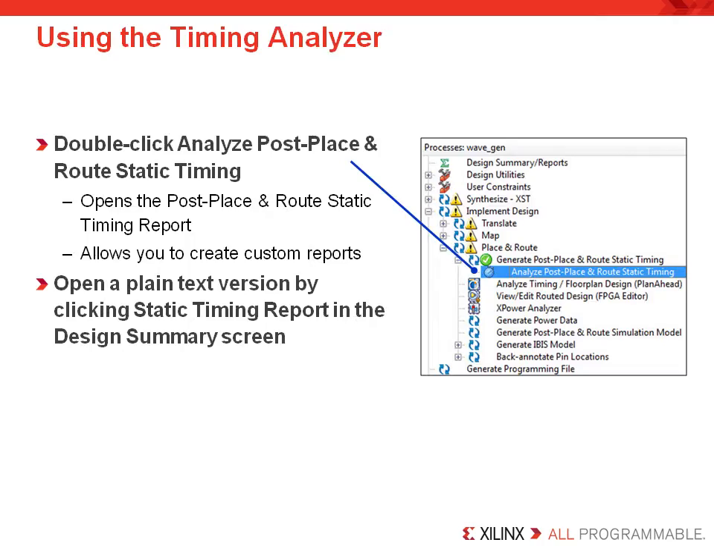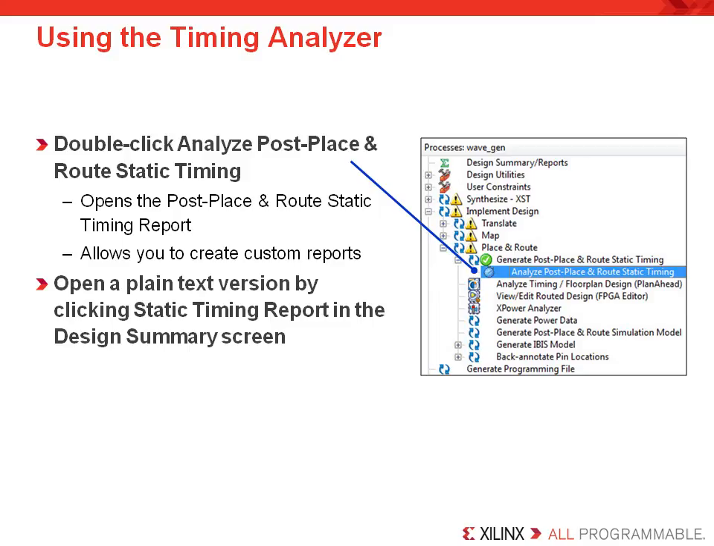To open up a Timing Analyzer report, expand the place and route and expand Generate Post Place and Route Static Timing. Then double-click Analyze Post Place and Route Static Timing. Likewise, to generate a post-map static timing report, you expand Map and expand Generate Post-Map Static Timing Report, and then double-click Analyze Post-Map Static Timing.